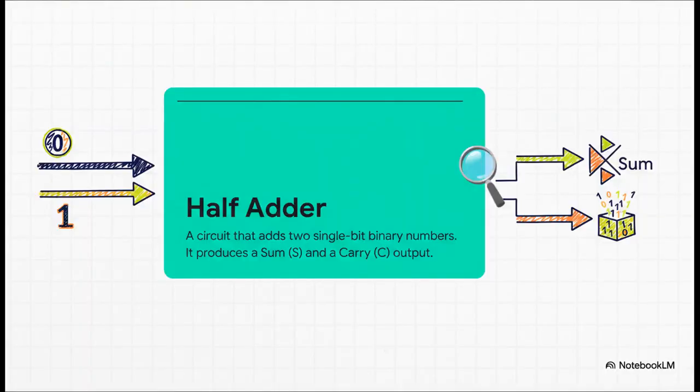So let's start with the simplest version. It's called a half adder. Its job is super, super specific. It just adds 2 single binary bits. That's it. 2 ones or zeros go in and 2 things come out: a sum and a carry.